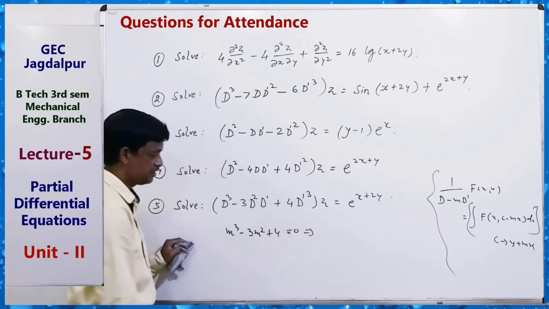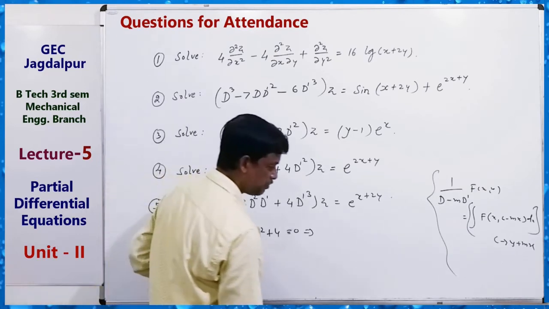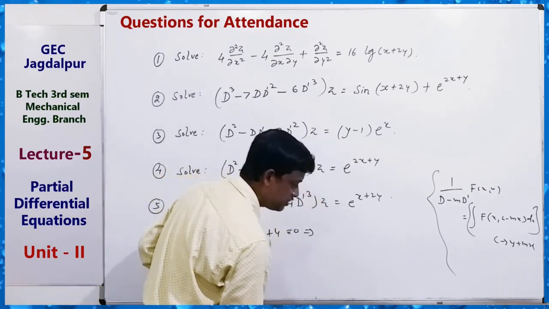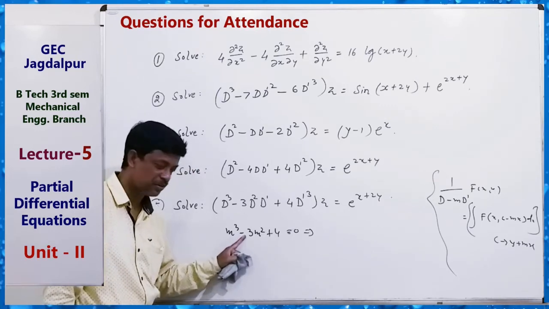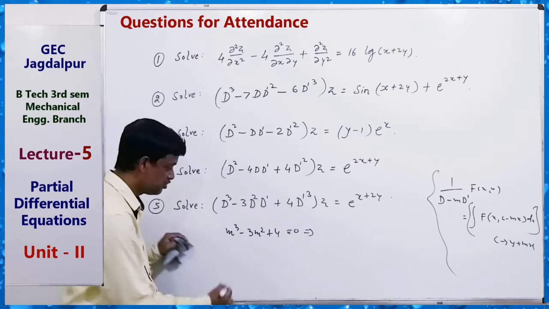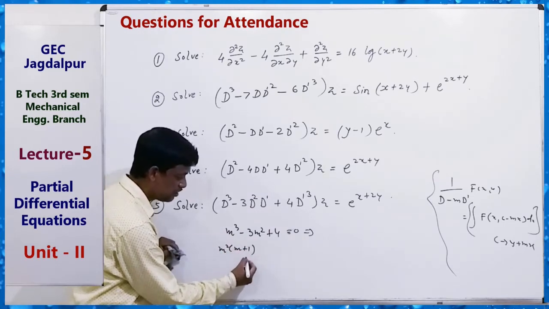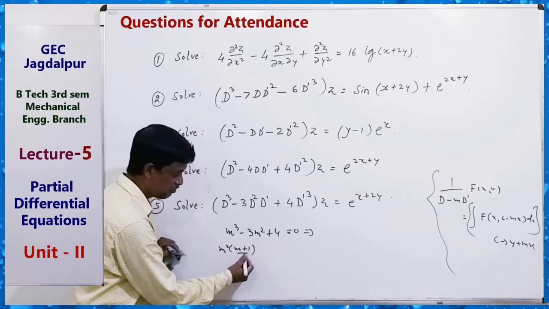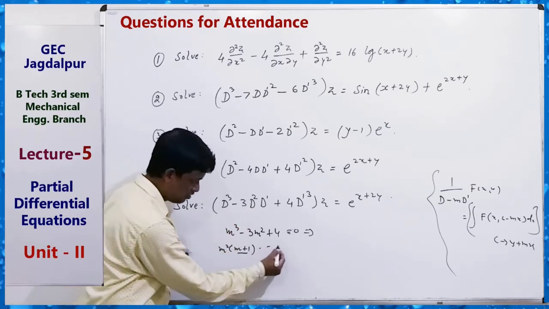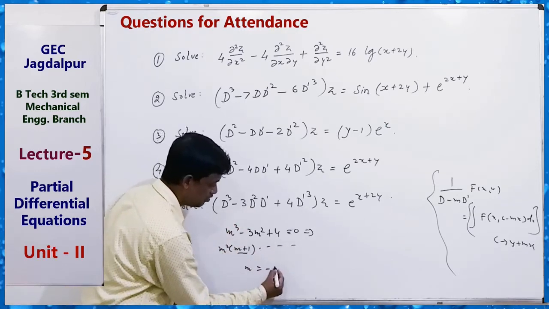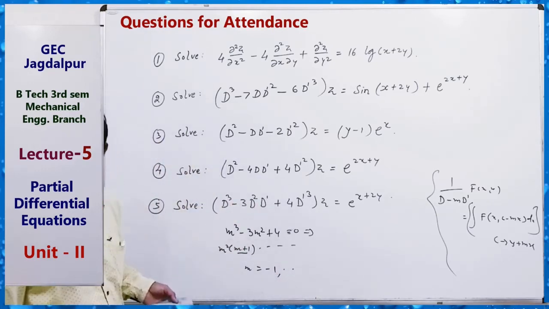Just solve it. Okay. I think minus 1 is a root, because here 1 minus 3 minus 4 plus 4, so minus 1 is a root. So (m plus 1) will be a factor because minus 1 is a root, by the guessing method. Then you can get the value minus 1 and the other two roots. So you can write the CF.